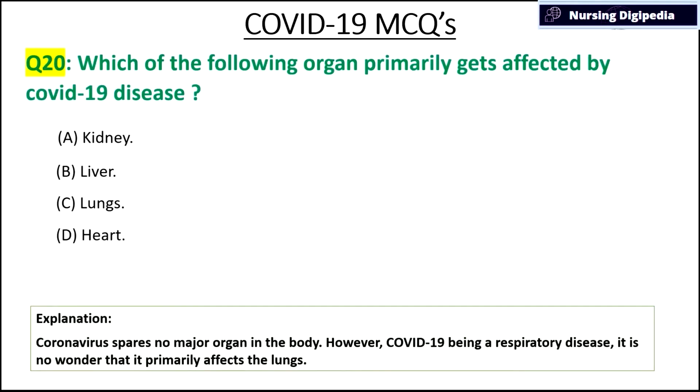Question 20. Which of the following organ primarily gets affected by COVID-19 disease? A. Kidney, B. Liver, C. Lungs, D. Heart. And the answer is C. Coronavirus spares no major organ in the body. However, COVID-19 being a respiratory disease, it is no wonder that it primarily affects the lungs.